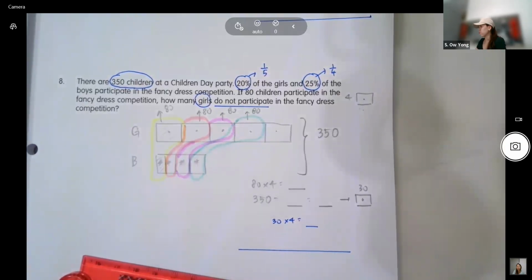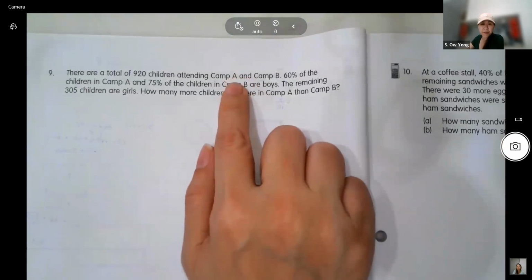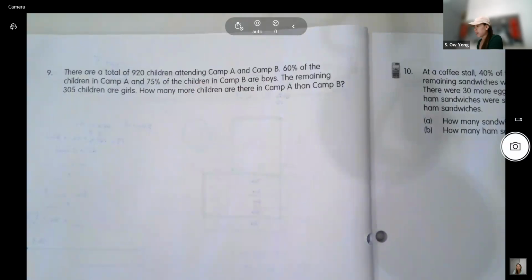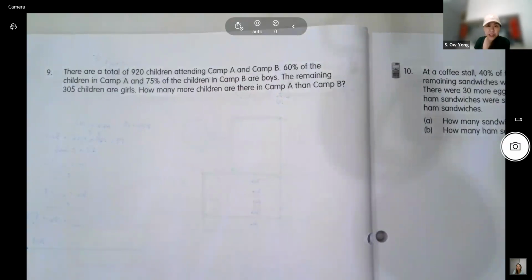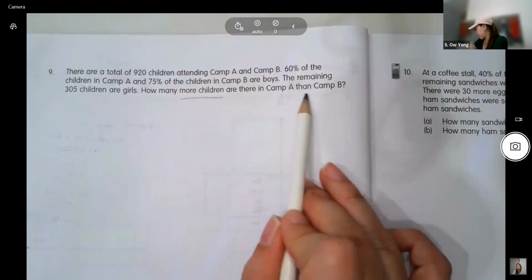All right, let's move on to question 9. Question 9. There are a total of 920 children attending Camp A and Camp B. 60% of the children in Camp A and 70% of the children in Camp B are boys. The remaining 305 children are girls. How many more children are there in Camp A than Camp B?